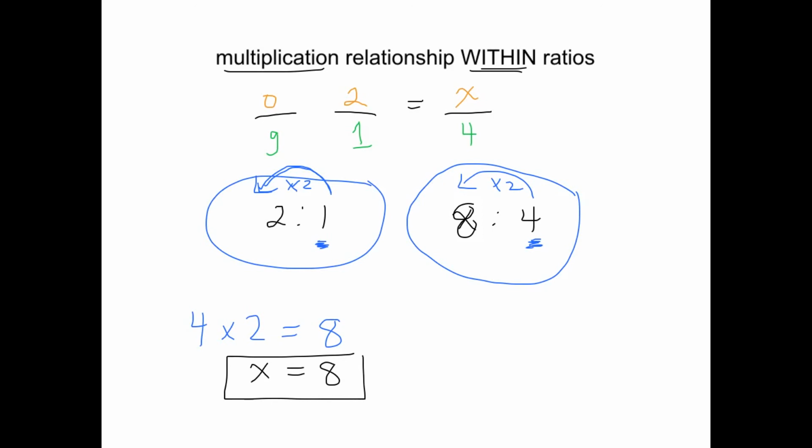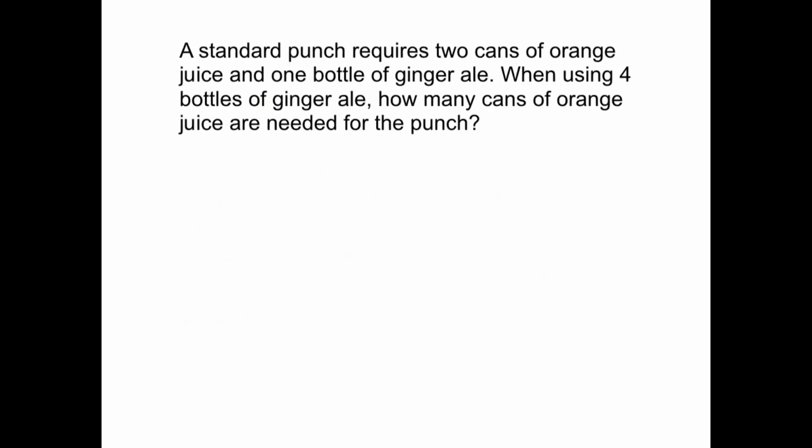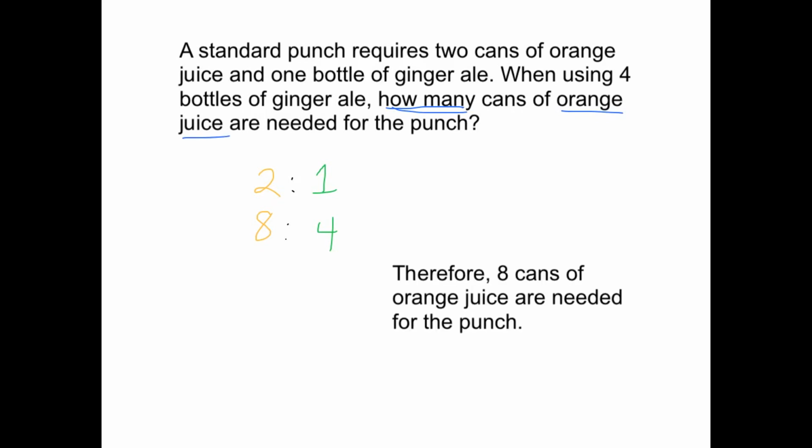But what did that mean for this question? Well, let's put all our information together. For 2 cans of orange juice, we need 1 bottle of ginger ale. So for 4 bottles of ginger ale, we need 8 cans of orange juice. Did we answer the question? The question said, how many cans of orange juice are needed for the punch? Therefore, 8 cans of orange juice are needed for the punch.